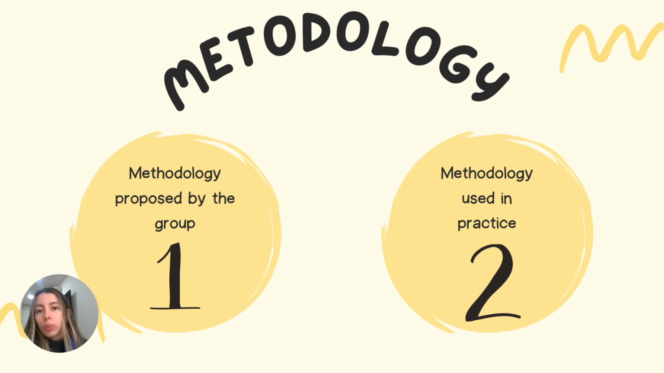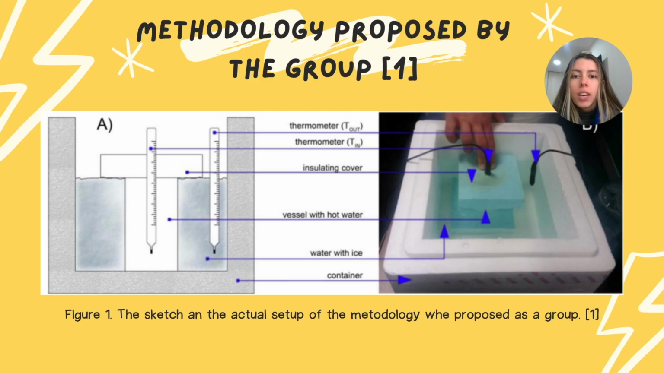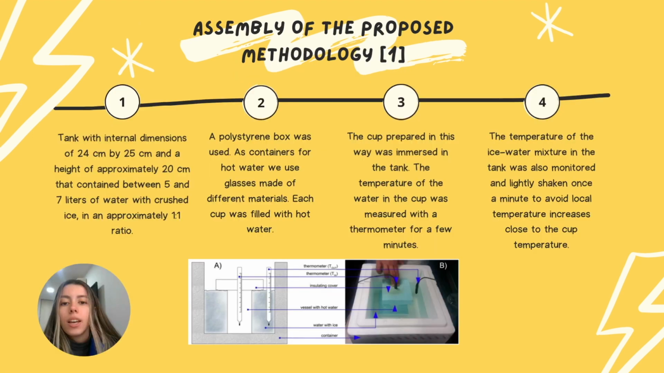Now I'm going to explain the methodology that we used in the practice. Here we have two different methodologies. The first one is the methodology proposed by the group, and the other one is the methodology that we actually used in the practice. Here is the methodology proposed by the group. This is a sketch and the actual setup of the methodology that we proposed as a group. This is the assembly of the process.